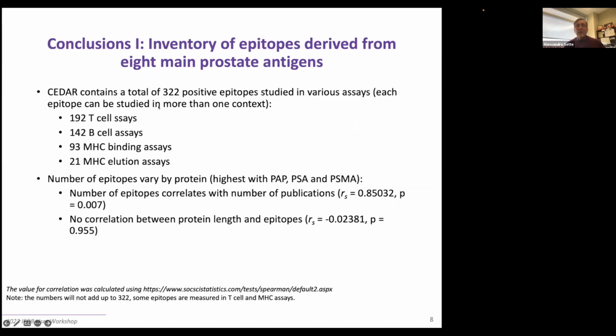And this is the first bullet, to re-summarize what I just said. We looked at the number of epitopes as a function of the protein, as a function of the number of publications and protein length. This was based also on analysis we've done in other systems. What you find is a very significant correlation of the number of described epitopes with the number of publications, but no real correlation between protein length and epitopes. At saturation, you would expect that in general, bigger proteins have more epitopes. But the fact that you don't see that, but you see a correlation with the number of publications, means that we are far from having saturated.